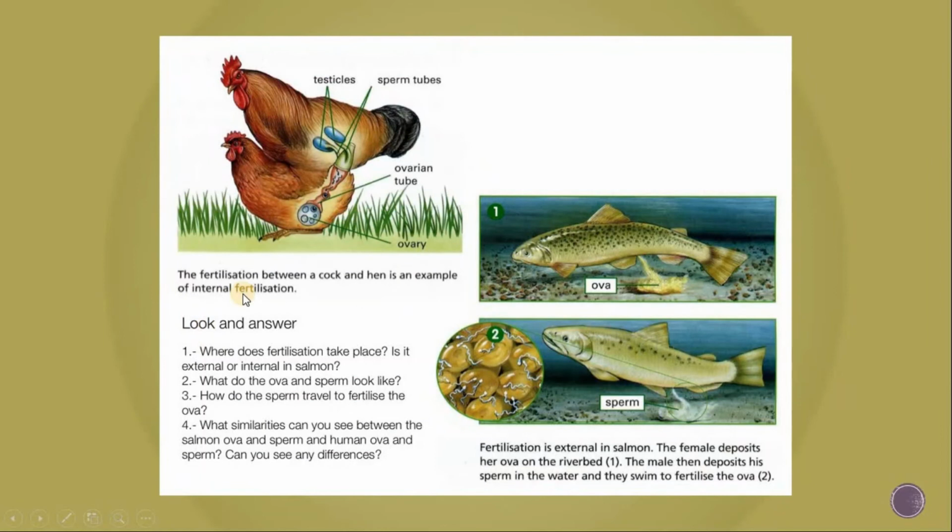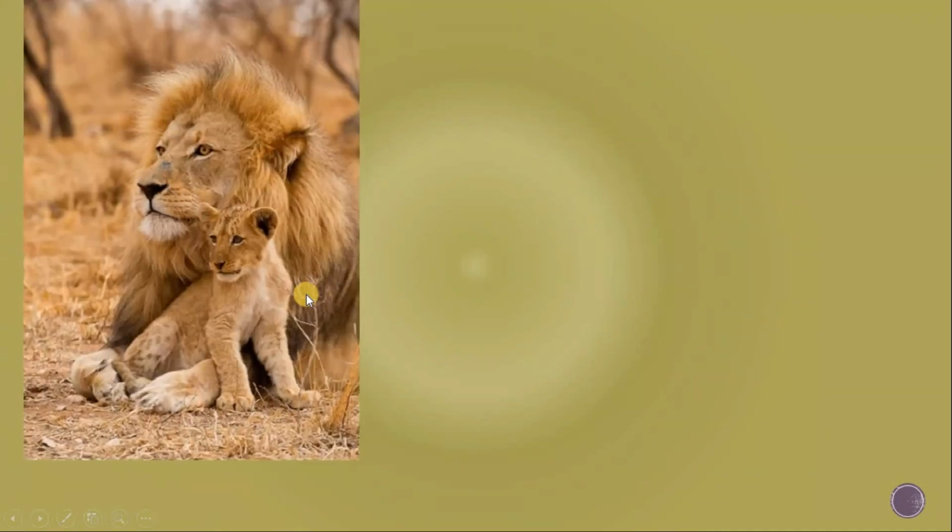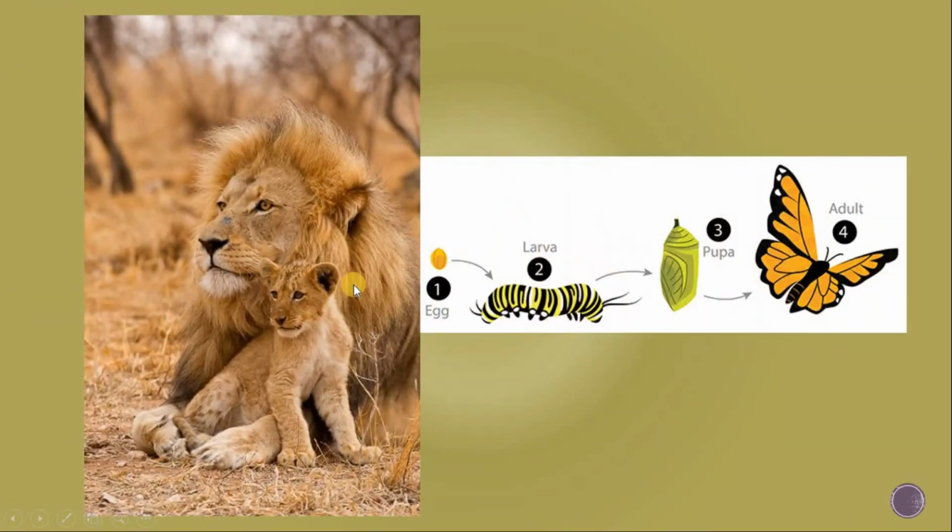In this picture, fertilization between a cock and the hen is an example of internal fertilization, and fertilization is external in salmon. The female deposits her ova on the river bed, then the male deposits his sperm on the water, and they swim to fertilize the ova. Here are these two pictures.